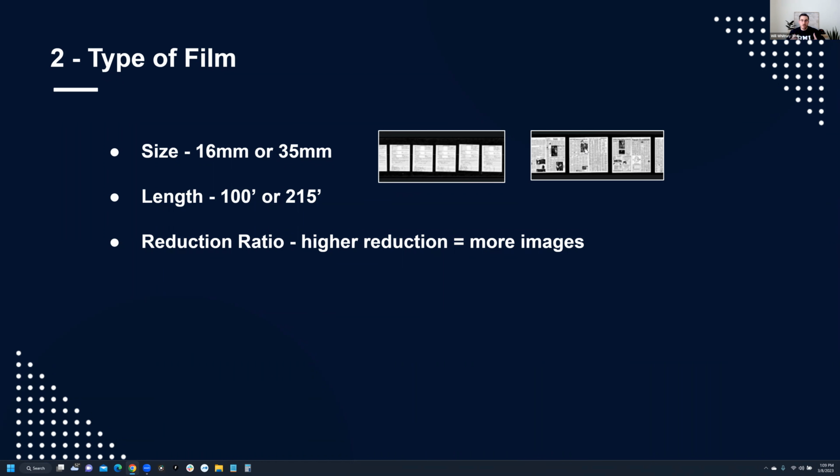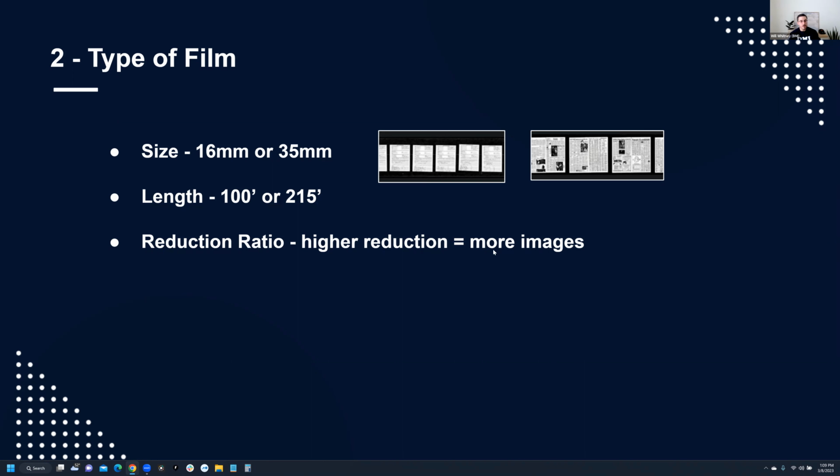Smaller images, they're fitting more images. So there are more images on the roll. That means more have to be processed. That can affect your price. So 100-foot roll film, if it's 24x, it'll have fewer images than 48x reduction ratio. So there's more images on the 48x, meaning there may be an increased cost.